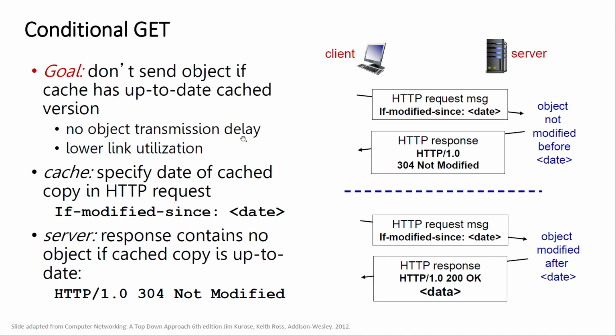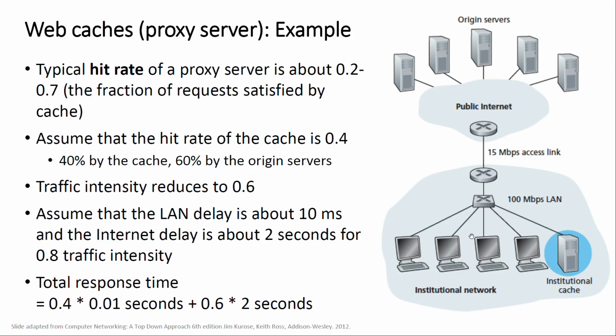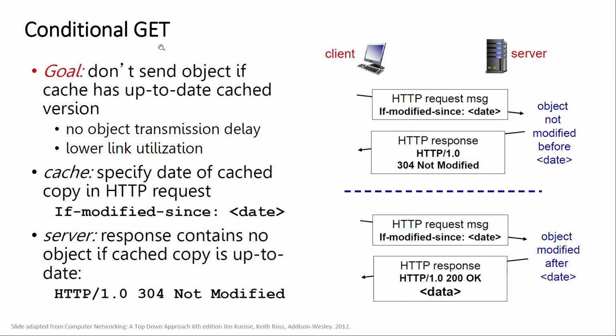Our final slide is for conditional GET. The goal is not to send the object if the cache has an up-to-date version. Your institutional cache can use this, but your browser might do the same trick. The idea is as follows: the client requests something from the server, but the client has already visited the same web page previously and obtained the object, like a few days ago.